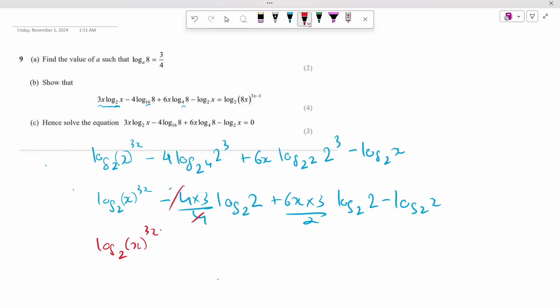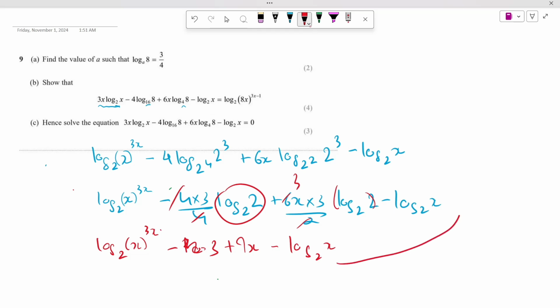Minus 4 gets cancelled. We'll be left with log, this is nothing but 1. So this is 3, and 3 3s are 9x, plus 9x, and this is 1, so this is only 9x, and this is minus log to the base x. So let's write it down here. So we are left with 9x minus 3, and the first term was log 2 x to the power 3x minus log 2 to the power x to the argument x, and this is okay.